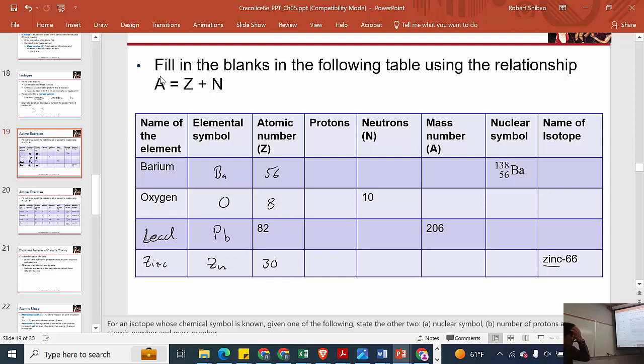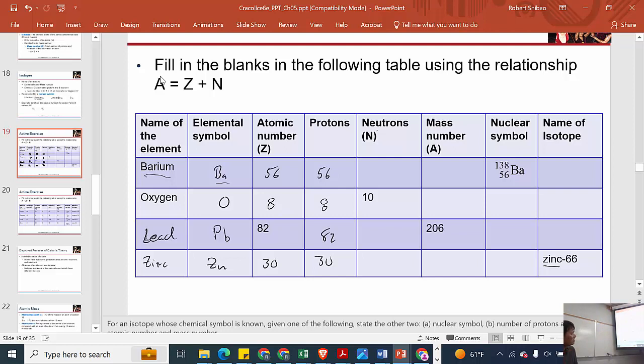Okay. And then how many protons do we have for barium? 56. So the number of protons defines what element we're dealing with. So anything with 56 protons is barium. Oxygen? 8. Lead? 82. Zinc? 30. So these ones we're going to have to figure out.